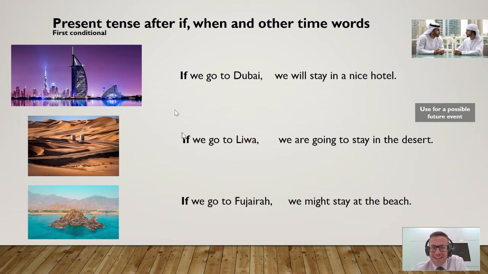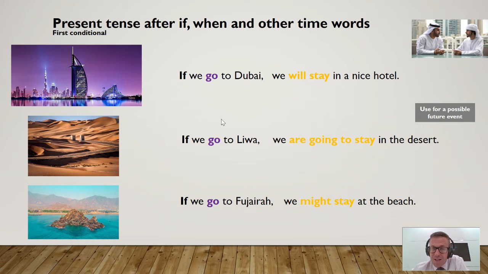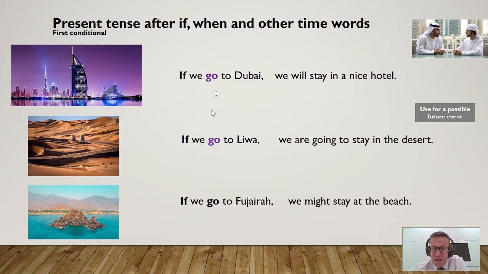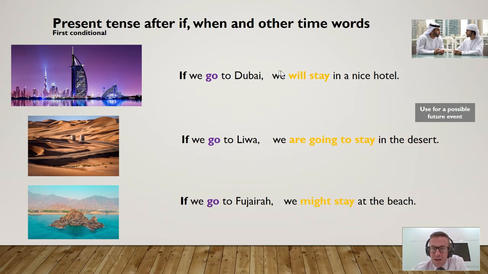If means possible in the future. Notice with if we use go, but go is in the present. It's a future, but it's in the present. But the second part of the sentence is future. We will stay, are going to stay, might stay. These are all futures. So why do we do this? This is because it's a possible future. This is what we call the conditional.